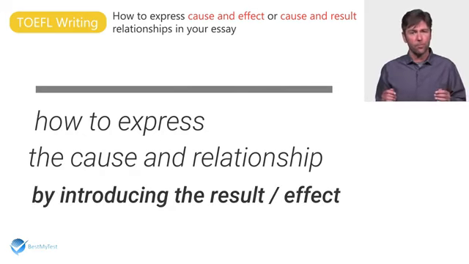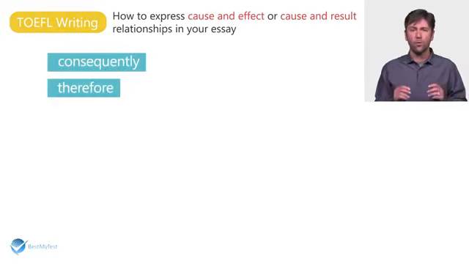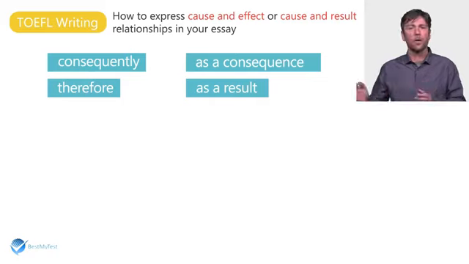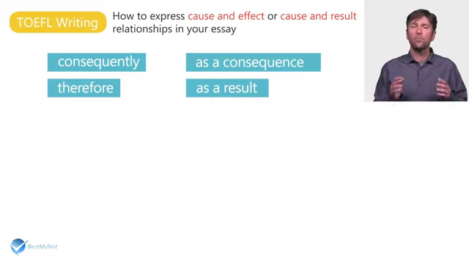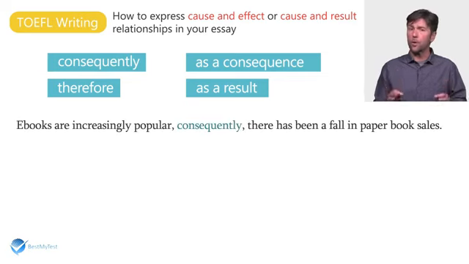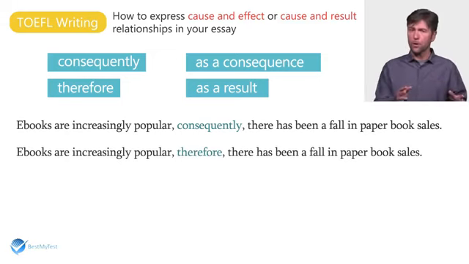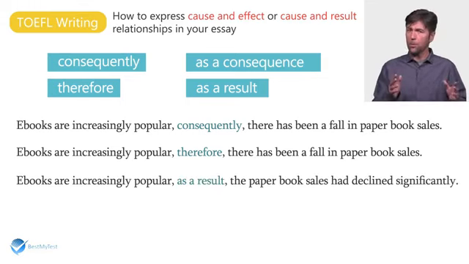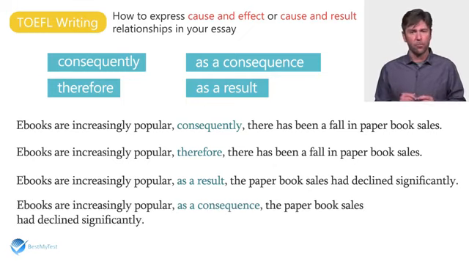the result or effect. So, the most common way to introduce the result is to use conjunctive adverbs, such as consequently, therefore, as a consequence, and as a result. Using the previous example, we can paraphrase it to the following. E-books are increasingly popular. Consequently, there has been a fall in paper book sales. E-books are increasingly popular. Therefore, there has been a fall in paper book sales. E-books are increasingly popular. As a result, the paper book sales have declined significantly. E-books are increasingly popular. As a consequence, the paper book sales have declined significantly.